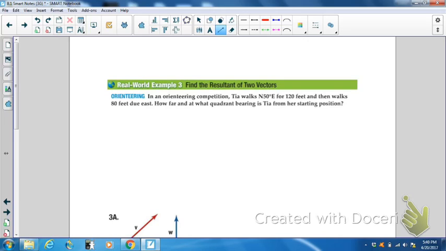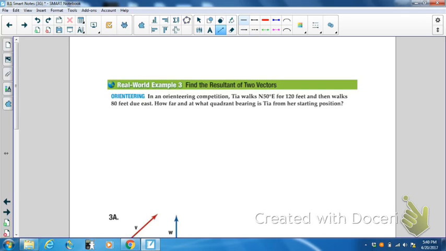So I'm going to try it out. We have a problem here. It says orienteering. In an orienteering competition, Tia walks north 50 degrees east for 120 feet and then walks 80 feet due east. How far and at what quadrant bearing is Tia from her starting position?